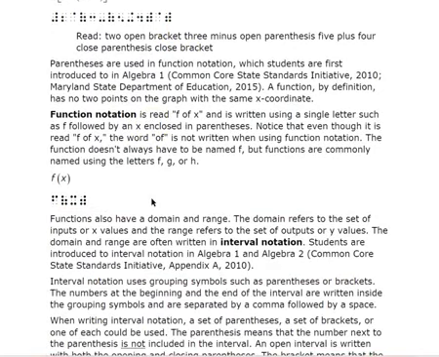Now we have function notation, f of x. Alright, so f of x is f, parentheses, x, close parentheses.